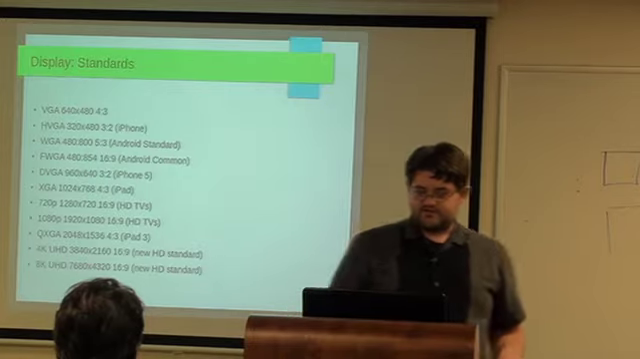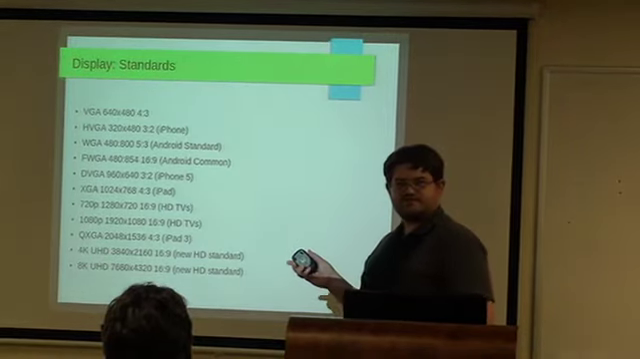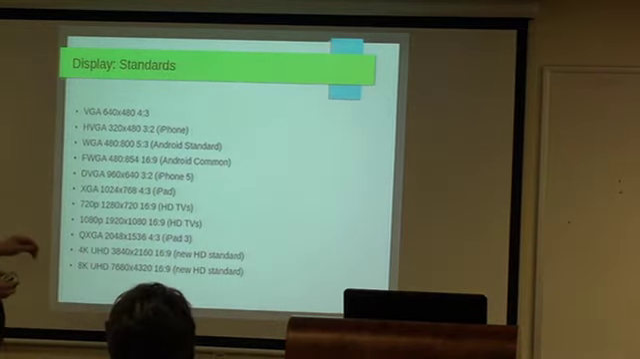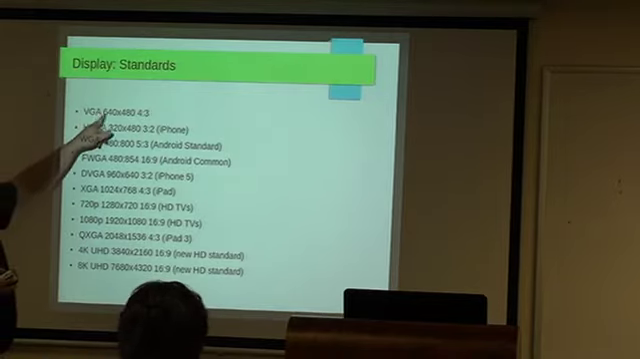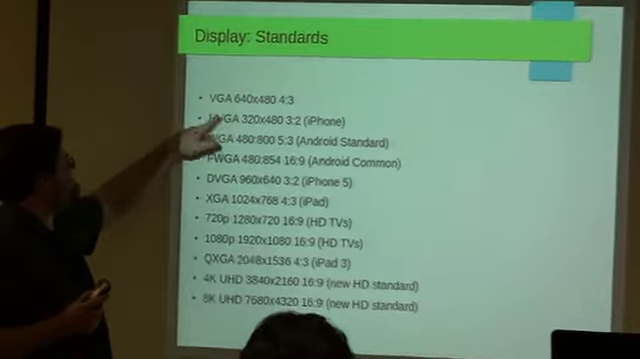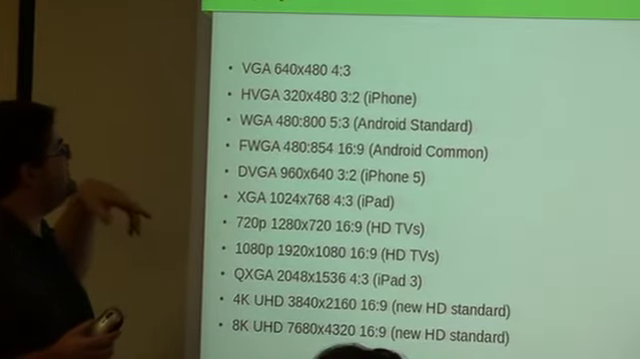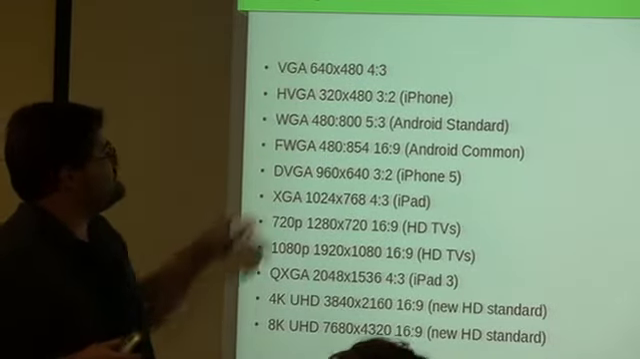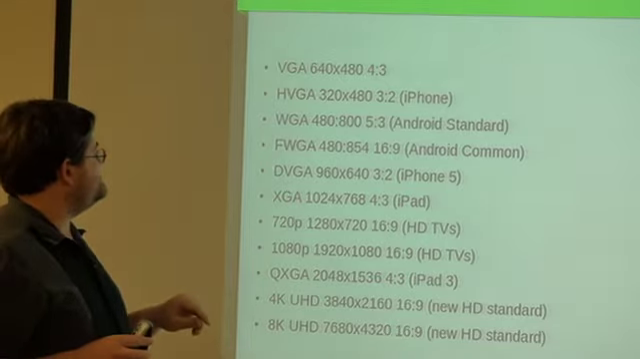Anyway, display standards. Here's a common listing of display sizes. A lot of these come from the television and the desktop computer world. Most of you probably recognize VGA. That's an ancient standard, but it's largely the basis of what a lot of the other standards have been since then. You have HVGA, which stands for half VGA. It's got half the width. This is what the iPhone is. You have wide VGA, which is wider. This is what the Android standard is built on, although it's actually not the most common. It's just what Google pushed out originally.